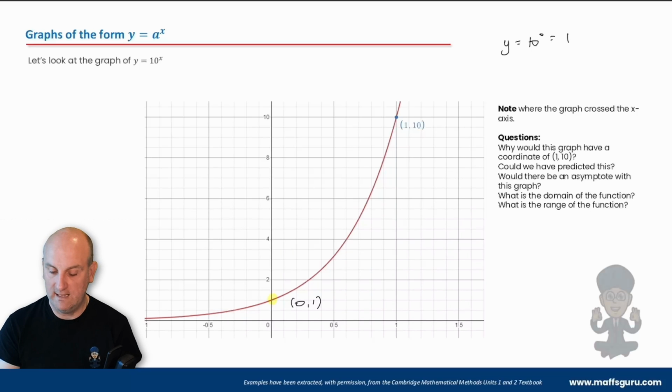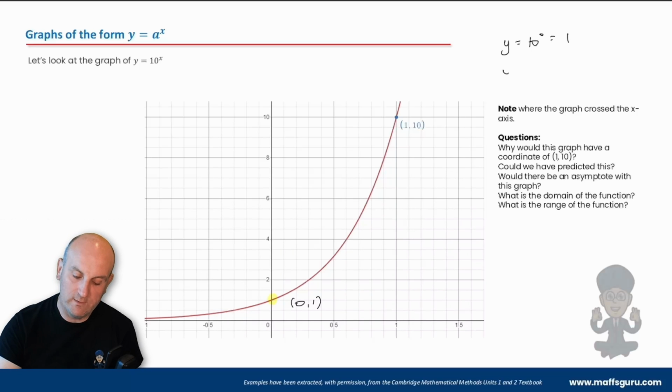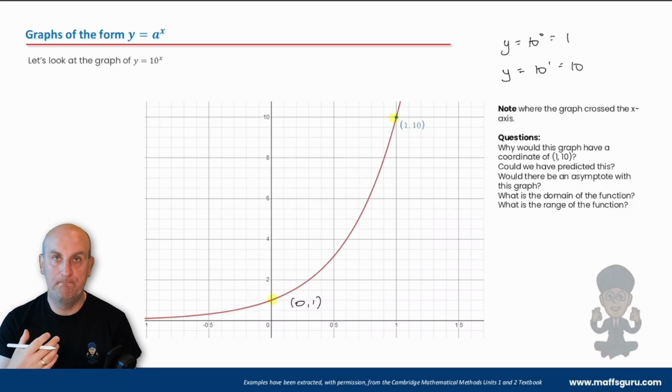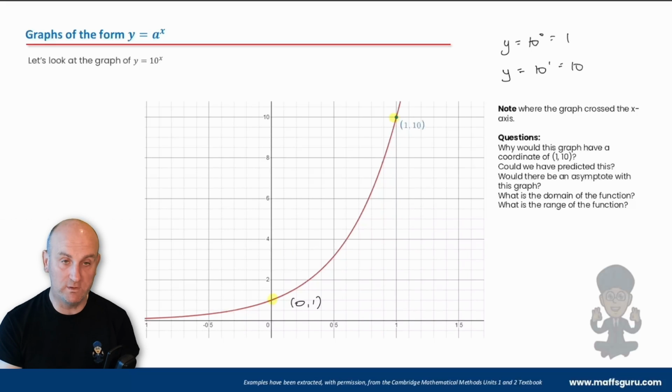Does it cross through any other point? Well, yes, because we now know that if we had y equals 10 to the power of 1, that gives me 10, which gives me this point here. So again, for a base graph of 2 to the power of x, 3 to the power of x, 4 to the power of x, I have two specific points I can plot straight away. And if in an exam you were asked to sketch, the examiner would be looking for evidence of those 2 points there. We know the shape now.